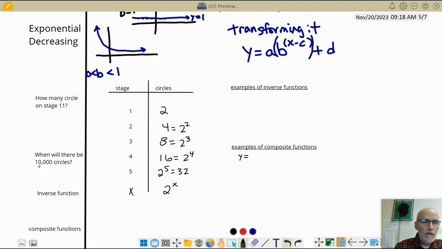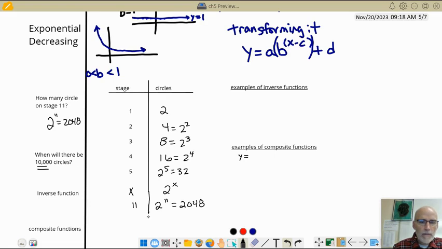So if my question is, when are there 10,000 circles? Excuse me. How many circles are on stage 11? I skipped this one right here. All you've got to do is stick 11 into this function right here, right? So if I want stage 11, I would just do 2 to the 11th power, and that would give me some big number. I'm cranking on my calculator here real quick. 2048. So 2048 circles, right? So you would just take 2 to the 11th power, and that gives you 2048.